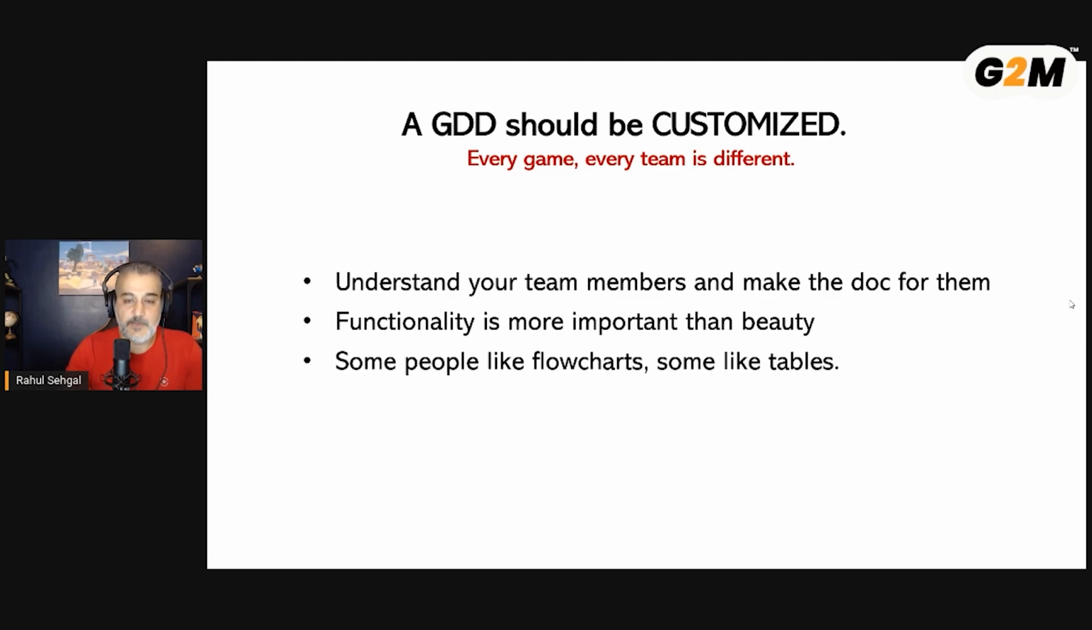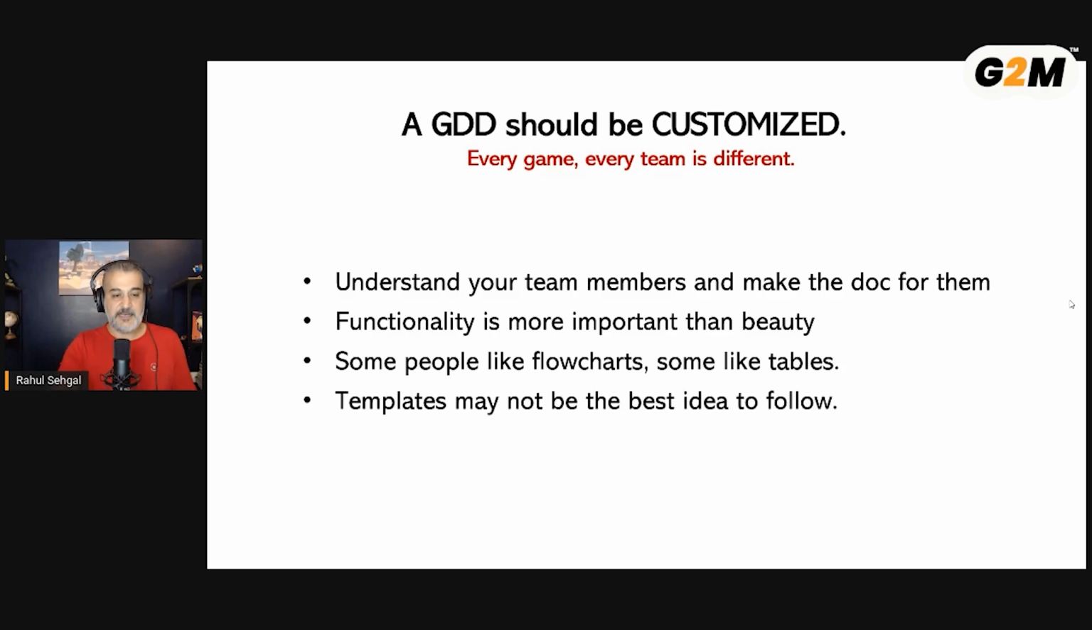Because it should be customized, because people learn differently. It's possible you work with a programmer or a designer or an artist, and they absorb information in a different way. So you have to make sure that your game design document is suitable for them. If you have something that looks beautiful and gorgeous, but your team doesn't understand it, it's completely useless. So show your game design document to your team, to the programmers. And if the programmer says, dude, I'm not understanding this, can you explain it in a different way? Then you'll have to change it. You'll have to customize it. Lastly, as I mentioned, templates may not be the best idea to follow. You should be able to build a game design document from scratch.